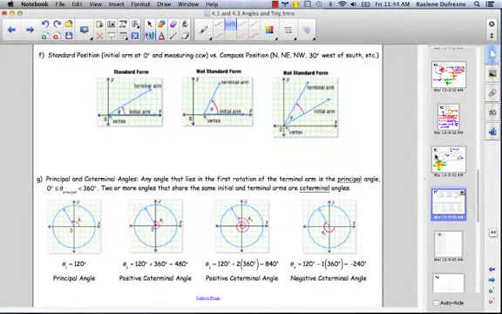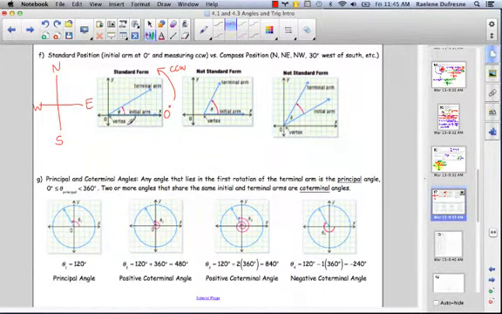Okay, some more definitions. The standard position, as we mentioned, is when the initial arm is at 0 degrees on the positive side of the x-axis, and we measure in a counterclockwise direction, a positive direction. Compass position, however, is when we take the positive side of the y-axis to be north, and then south, east, and west as the normal compass position of an angle. We will be dealing with converting all compass position angles into standard position for working with trigonometry. We want standard position angles.